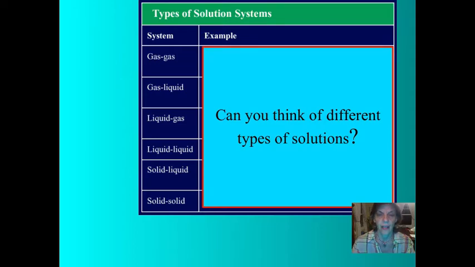All right. Here's a list of different types of solution systems. So these are homogeneous mixtures made of different combinations of things. So you can have a gas-gas mixture, a liquid-gas mixture, as opposed to a gas-liquid mixture, liquid-liquid, solid-liquid, and solid-solid. So think for a little bit about the different sorts of mixtures that might be examples of all of those.